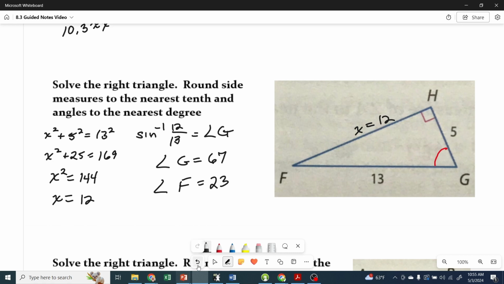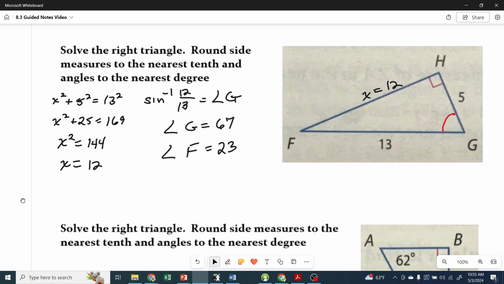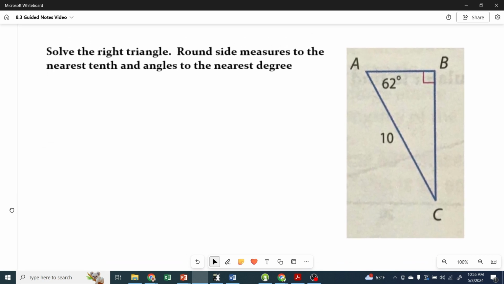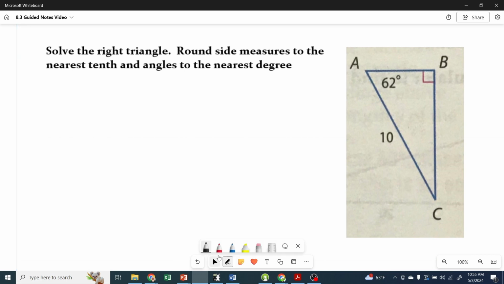And we're done with that one, at least. Alright, here we have another one. Okay, so in this case, I don't have to do anything, but I can solve for this angle right here. This is 28, right? Okay. So now I have to solve for one of these sides first.